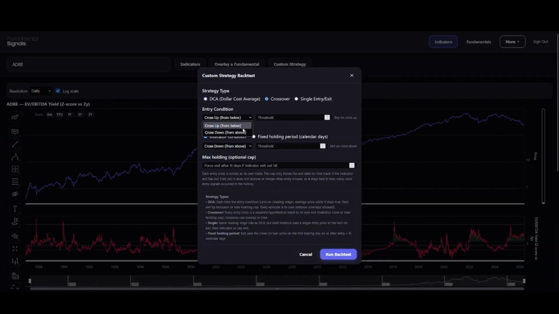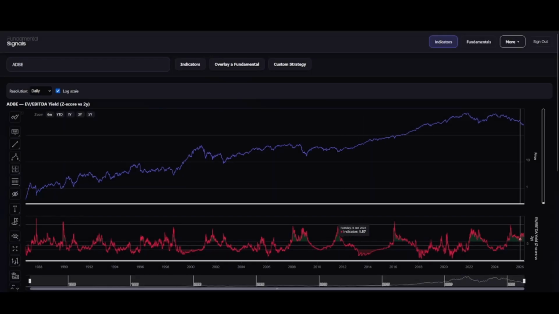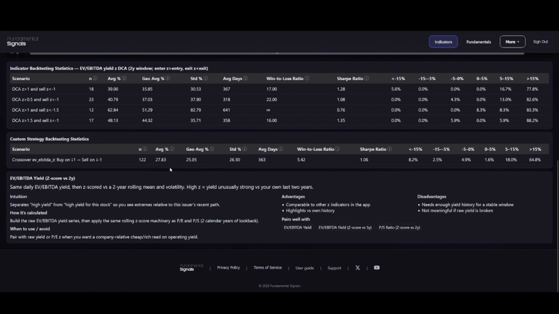So this is different. A crossover, cross down from above, from 1, and we wait until this indicator shows us overvaluation, cross down from above from -1. If you based your trade on this indicator, the gains would be 25% on average. Sorry, 27% on average. It happened 122 times.